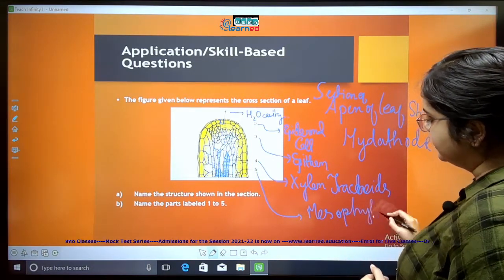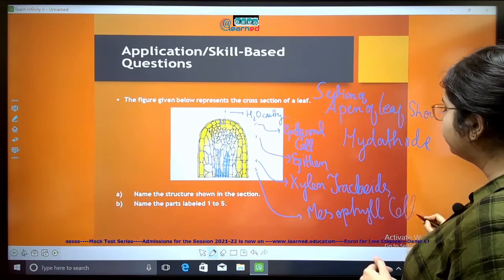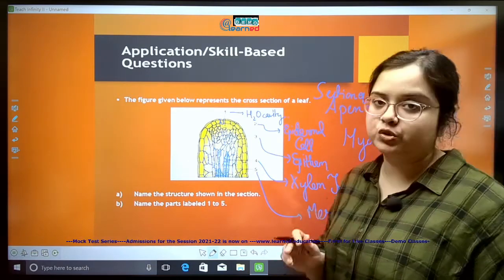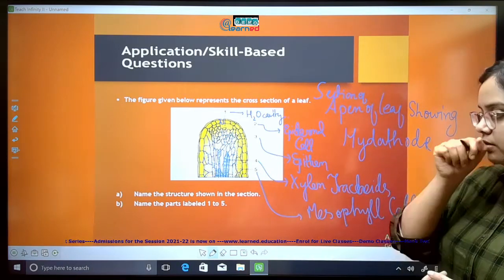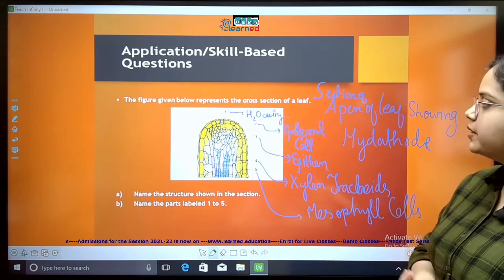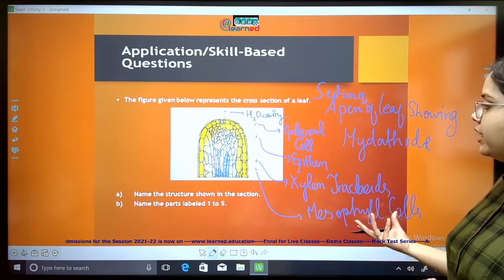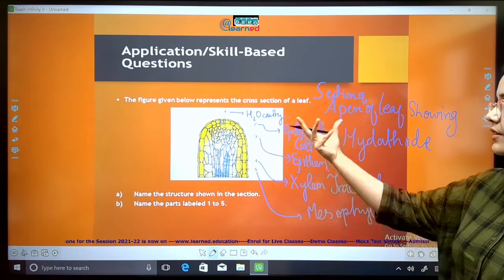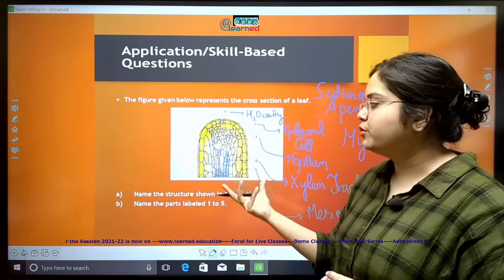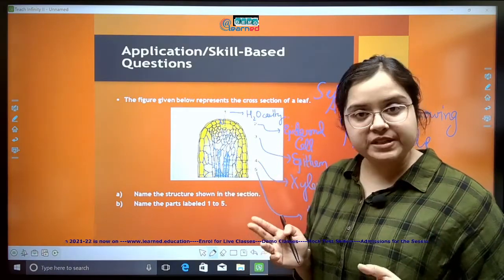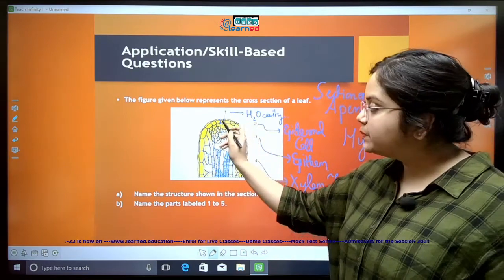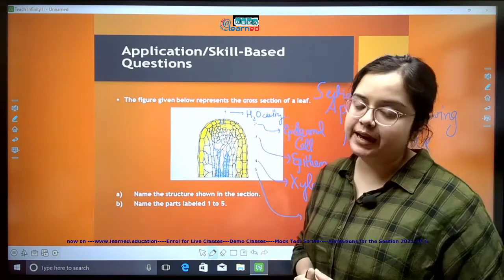Mesophyll cells are responsible for photosynthesis, because they have chlorophyll, they can fix solar energy and carbon dioxide. So these are the labelings that they have asked us to provide. This diagram was only to show you that 2 hydathode diagrams can come up. Had they shown that particular pore, we would have marked that as hydathode.